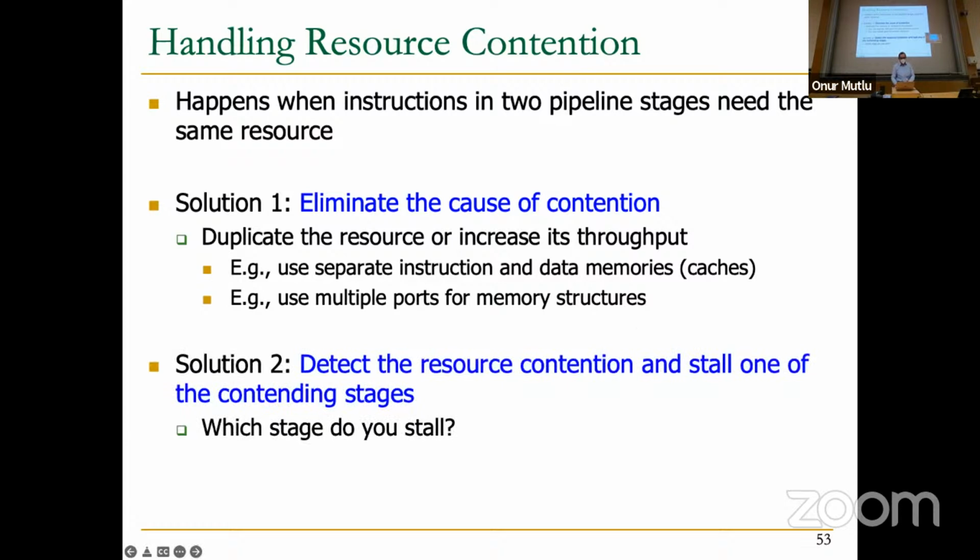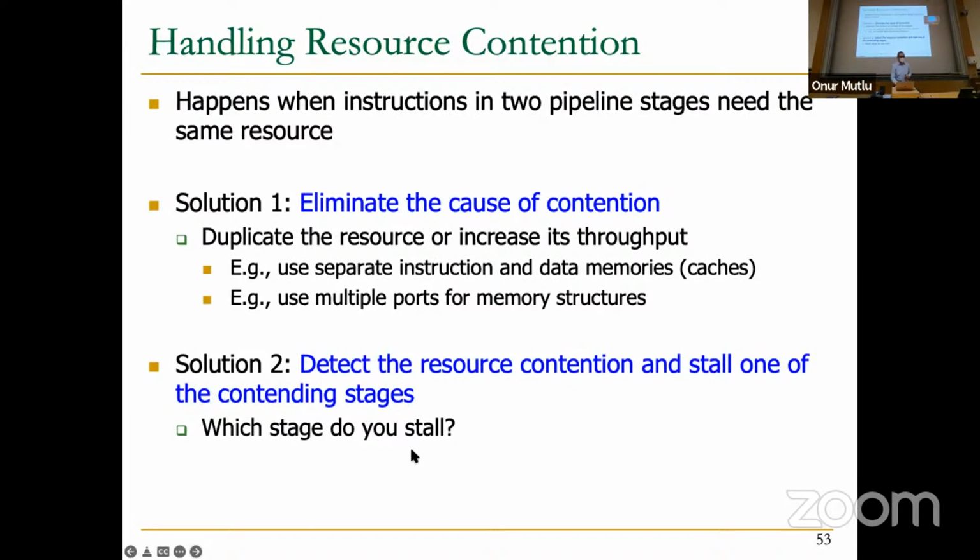The second thing you can do is detect the resource contention. Say, okay, I don't have money, or I cannot increase my cost to do the first one, so I'm going to live with a single memory. If you do that, you need to detect the resource contention and stall one of the contending stages. Meaning, you say this instruction in this stage should use the resource, and that instruction in that stage should use the resource in the next cycle. In the meantime, the pipeline should stall the instruction that is not going to get the resource; it should not move on in the pipeline.